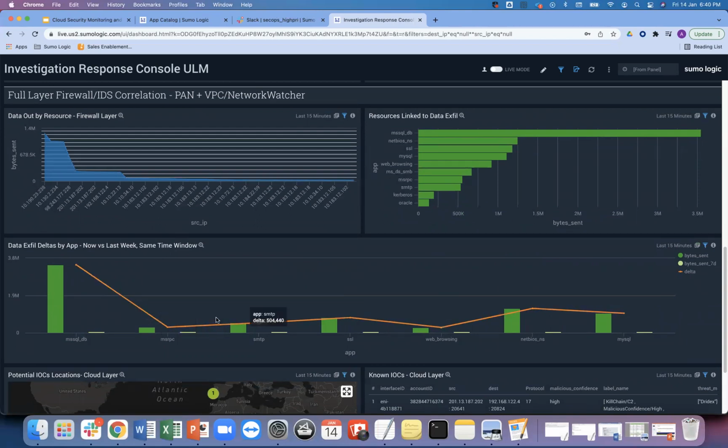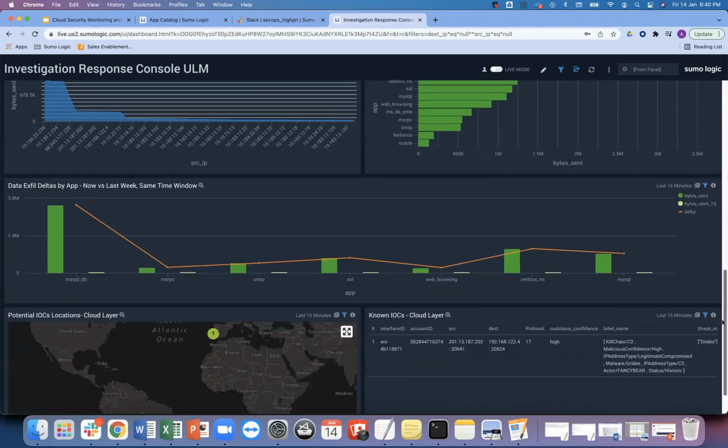last week versus now. So I can see there's a clear change in the data exfiltration happening compared to the previous week. By looking at this, I can easily understand that there is something going wrong in my environment compared to what is regular.